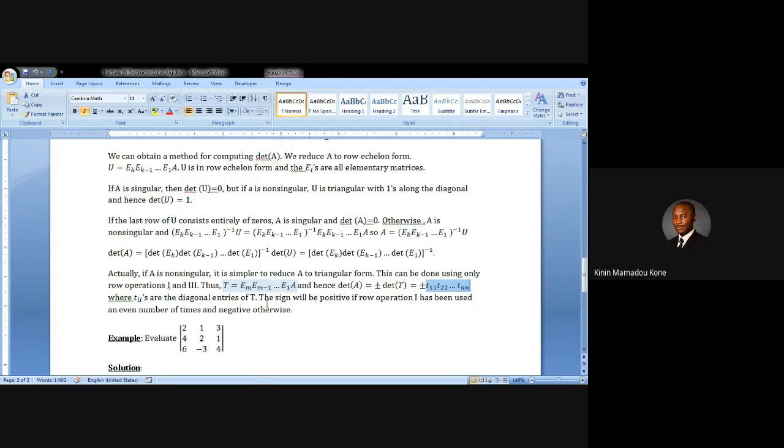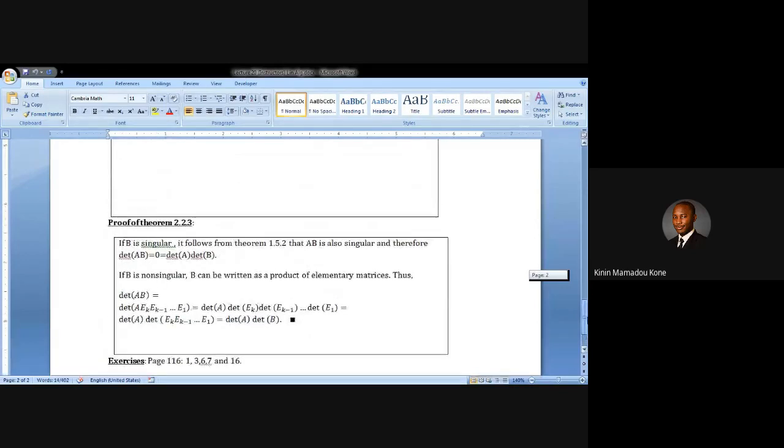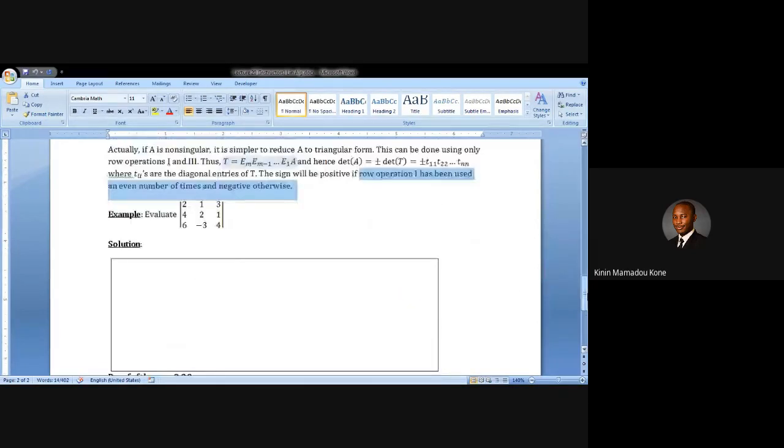Where T sub ii are the diagonal entries of the matrix T. Now the sign will be positive if row operation 1 has been used an even number of times and negative otherwise. So you pay attention to row operation 1. You observe how many times you use it when you do your calculation. If you use it an even number of times, you put the sign positive, and negative otherwise. I think we can do that example real quick, and then we'll stop.